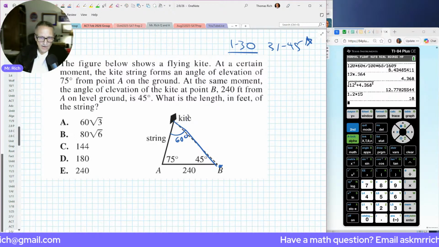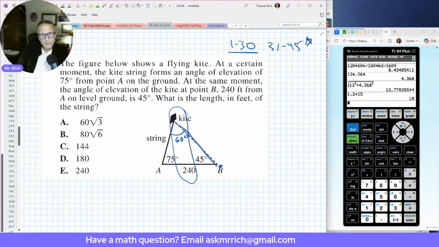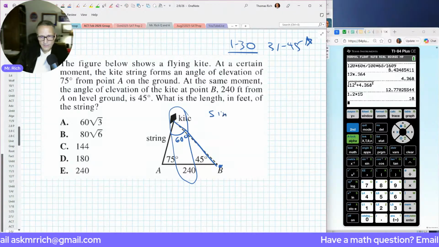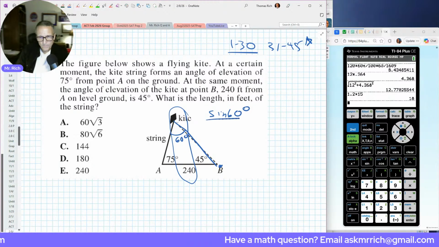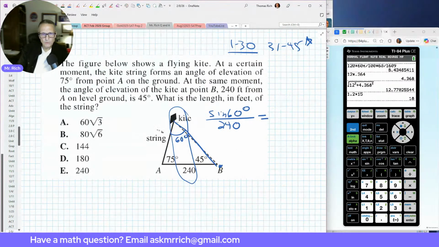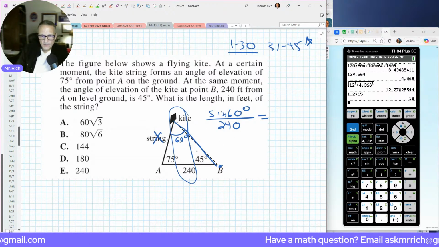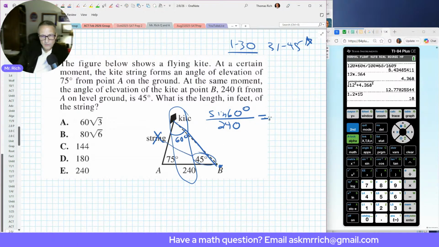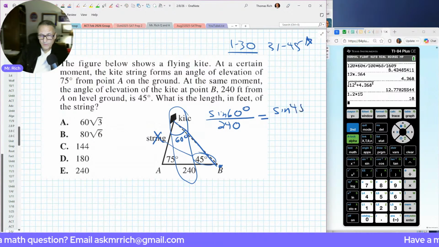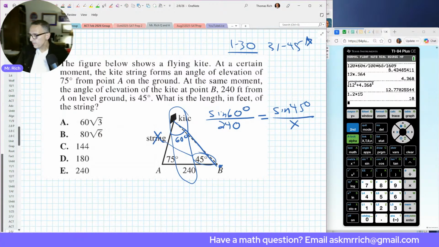Here's why. I do know this angle side pair. I know an angle of the triangle, 60 degrees, and I know the opposite side. So what I can do is make a ratio and say the sine of 60 degrees over 240 must be equal to, this is the side I'm looking for over here, the length of the string, and the angle opposite from that is 45 degrees. So I could say that that's equal to sine of 45 degrees divided by x. And then I can just solve that equation by cross multiplication.